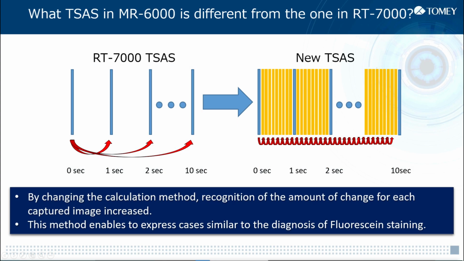Here is the image of the difference of T-SARS between RT7000 and MR6000. In RT7000, we used only the shape change of the Maya ring, so the amount of change was not detected enough. In MR6000, we could increase the recognition of the amount of change for each captured image by changing the calculation method.